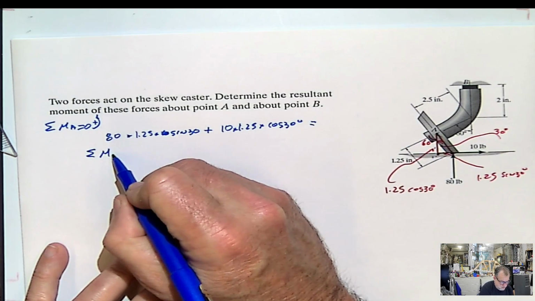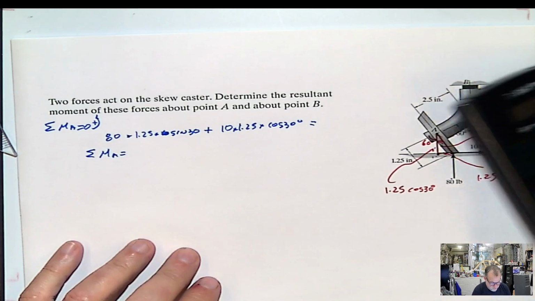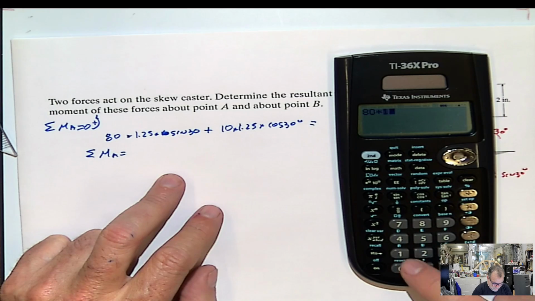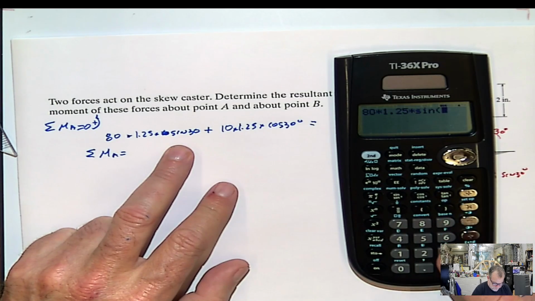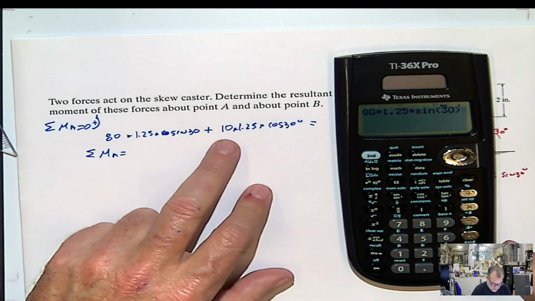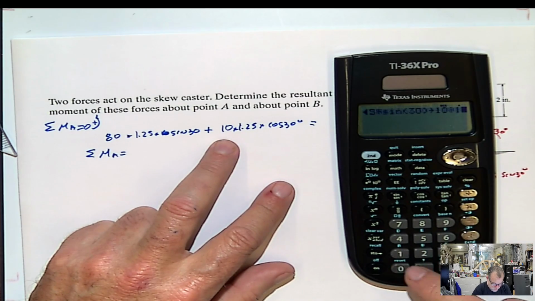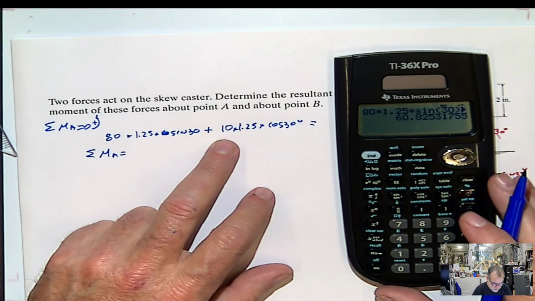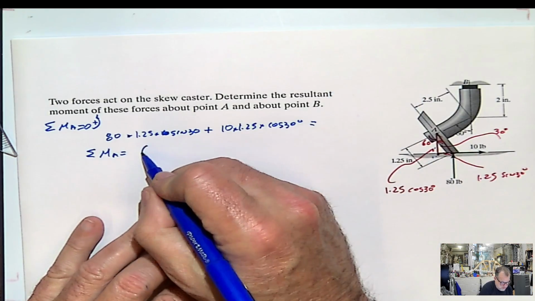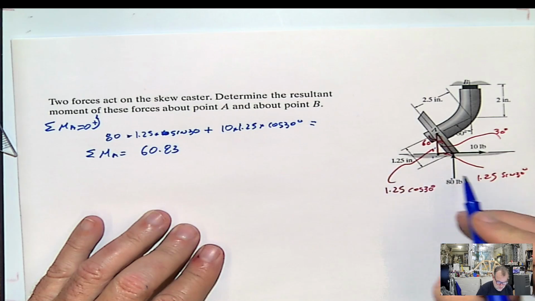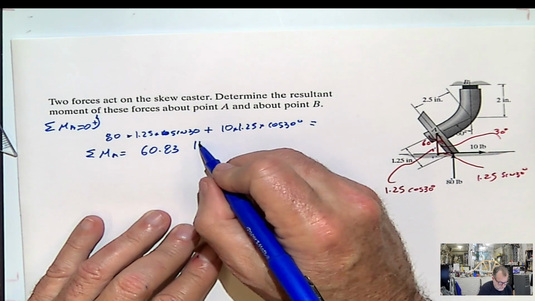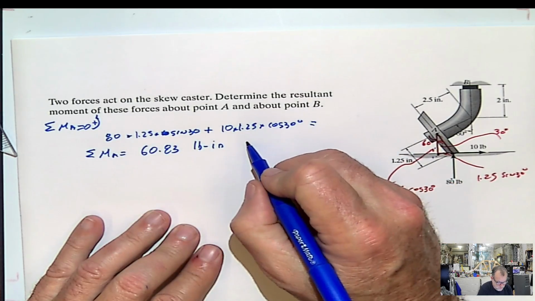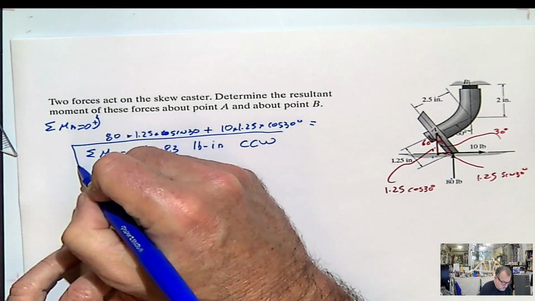In other words, the summation of moments at the point A due to those forces will be just the multiplication of this: 80 times (1.25 times sine 30), close parentheses, remember always, plus 10 times 1.25 times cosine 30, and then you will get 60.83 units, pounds per inch. And because this is positive and we assume that positive was counterclockwise, it will be counterclockwise.